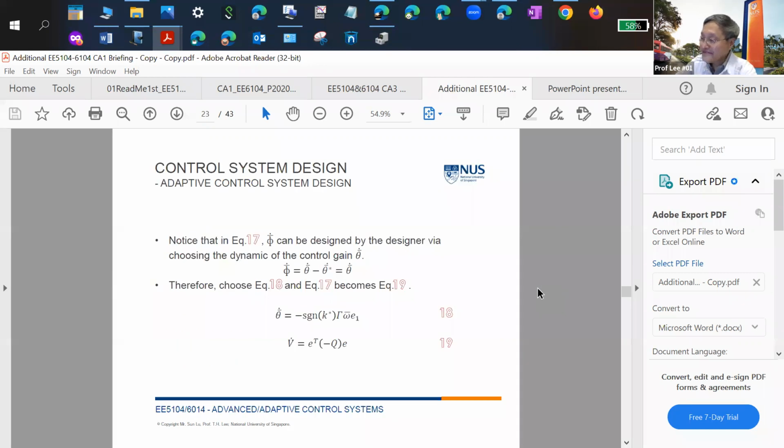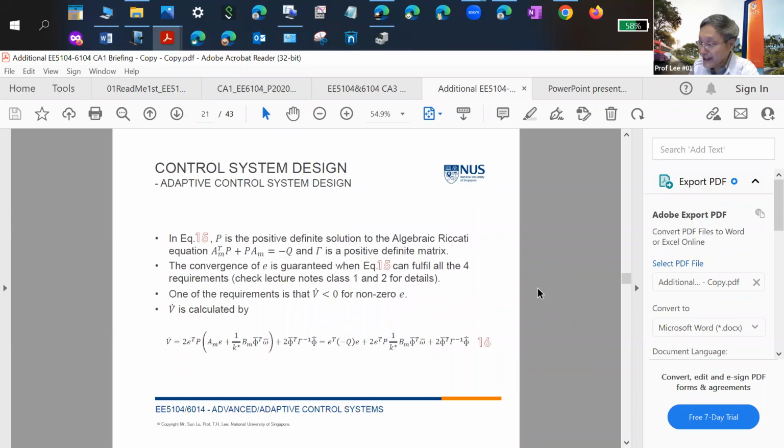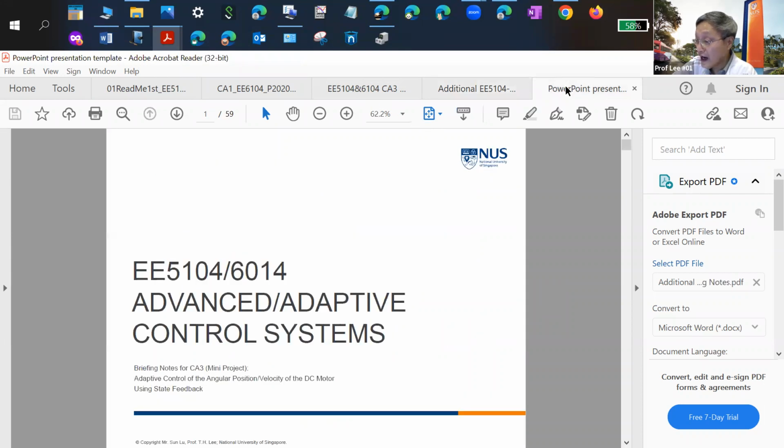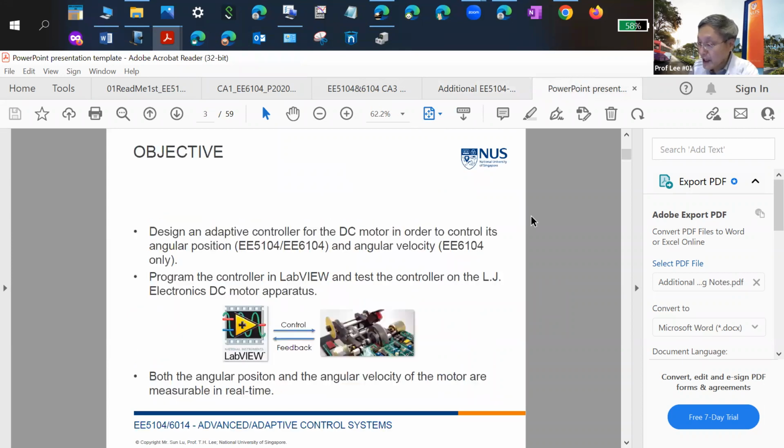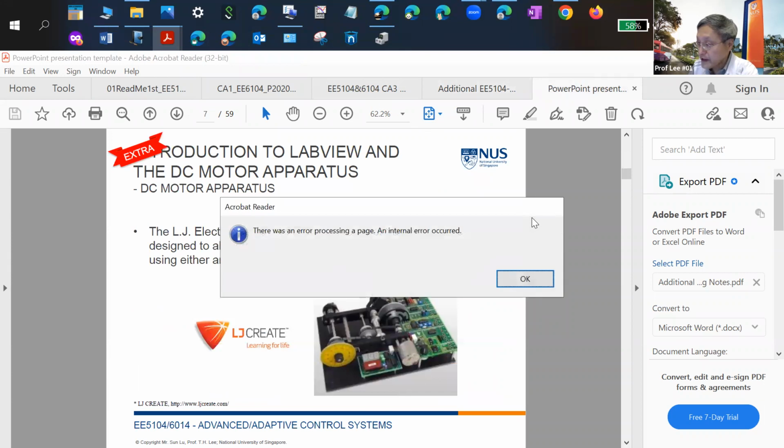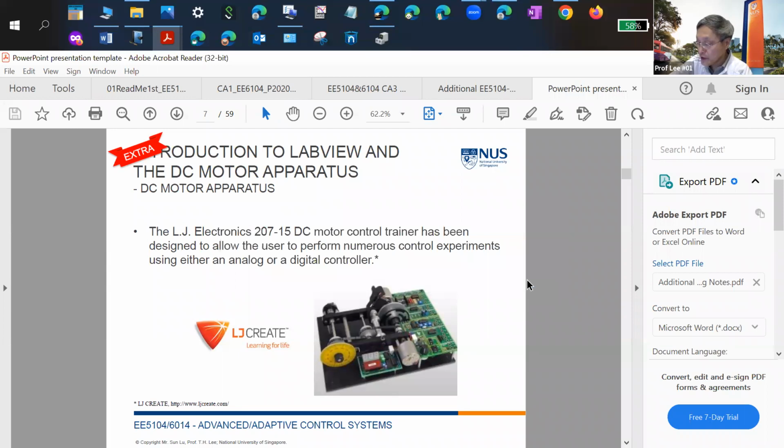Okay, so anyway, in the file, you should be able to see it. All right, so Sun Lu has written this in great detail. And later on, when you actually finish your work, you can refer to this file for your CA1. And when you finish your CA3, you can also refer to this other file from Sun Lu, which is very, very detailed. Again, you can see it. And that will help you in writing your CA1 and CA3 reports.